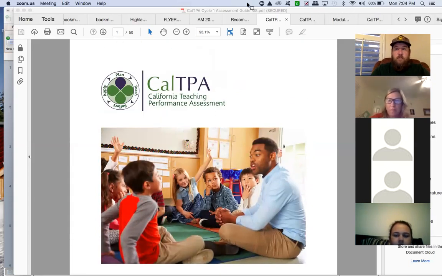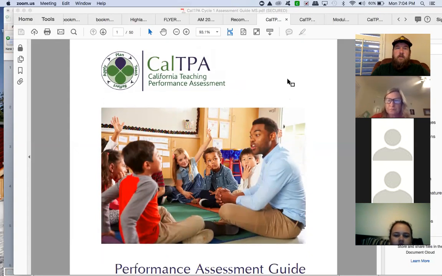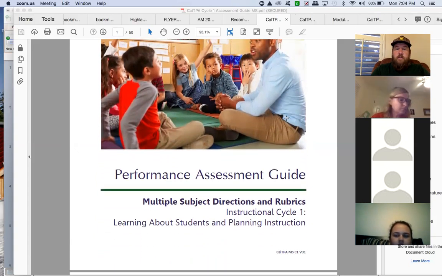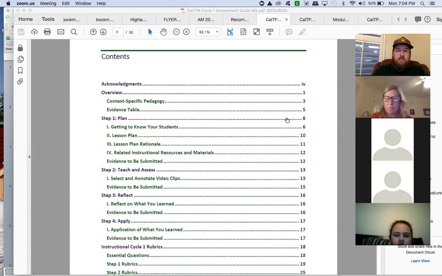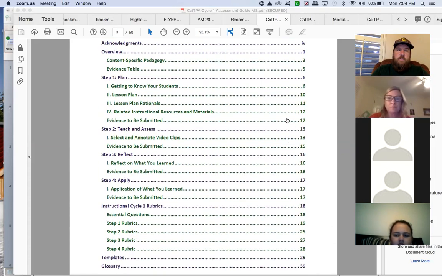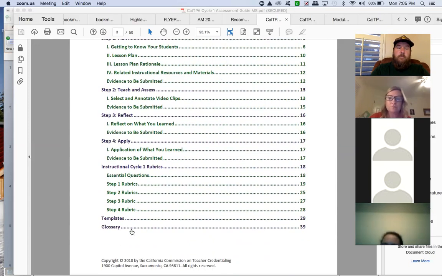Trying to think if I can get rid of my thing so I can read it, but there's a guidebook for each cycle. So this one's for cycle 1, and if we just look at the table of contents, it's for you to go through and take your time going through, but it talks about the 4 steps to submitting it: the planning, the teaching and assessing, the reflection, and the apply step. Probably the biggest things that you want to take away are looking at the rubrics.